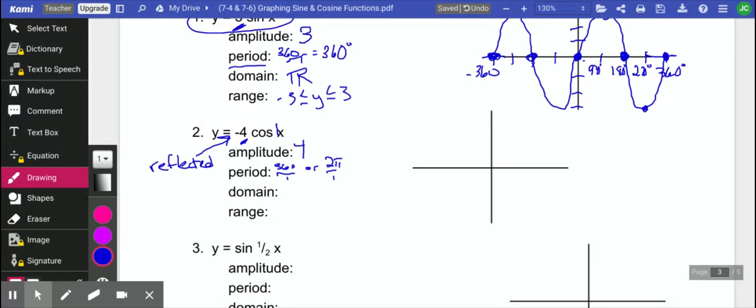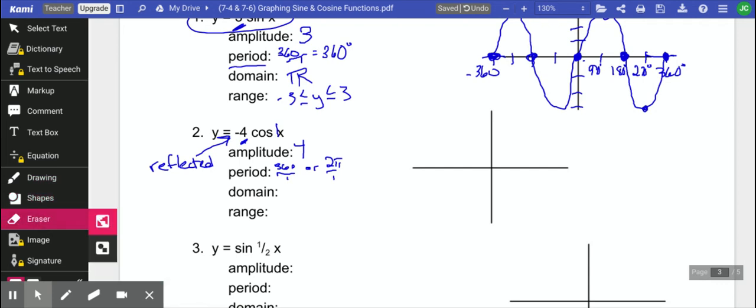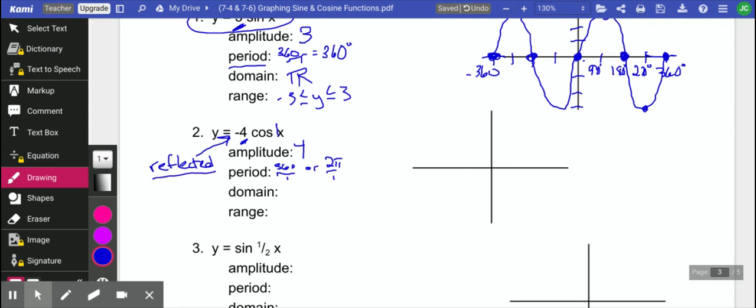All right, now we need to think about where this thing starts. So cosine, remember cosine starts at the crest. Okay, it starts at the top, but we've reflected it. So this cosine is going to start at the bottom. And our amplitude we said was 4. So on this one, normally cosine would start up here at 4, but we've reflected this, so it's going to start at negative 4.